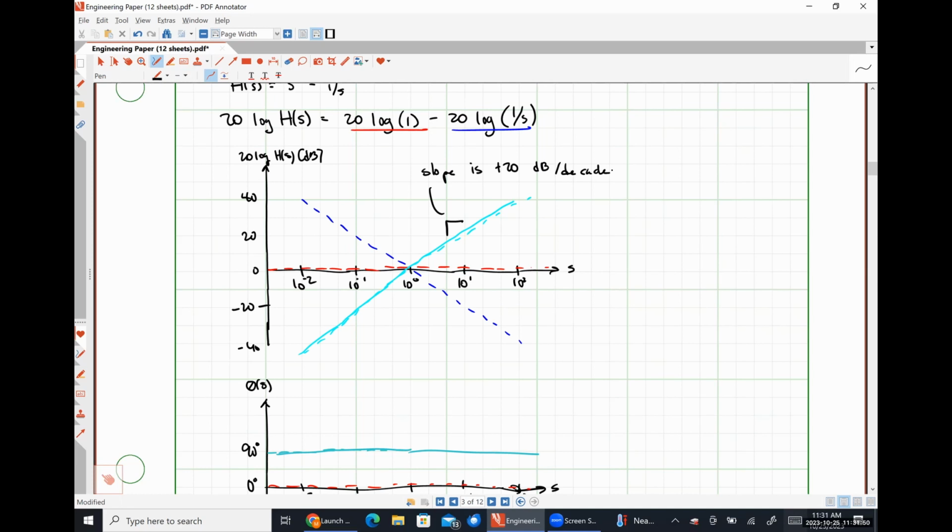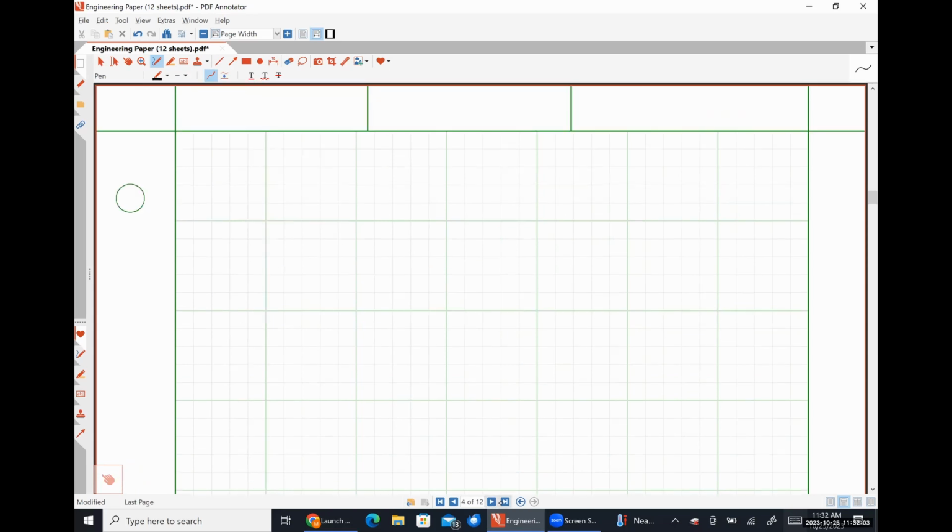Okay, any further questions on poles and zeros at the origin? All right. So now let's look at what is called a simple pole.